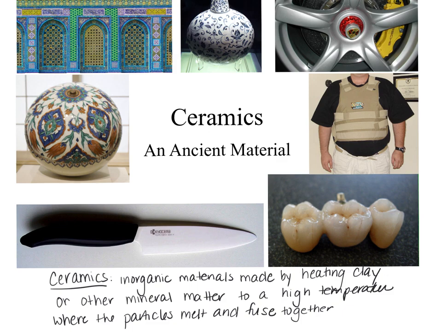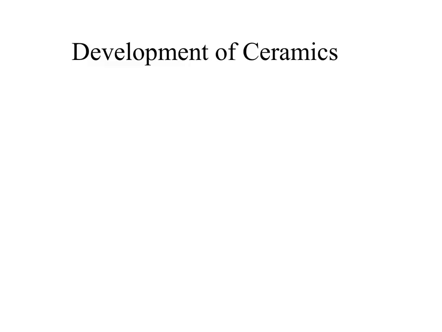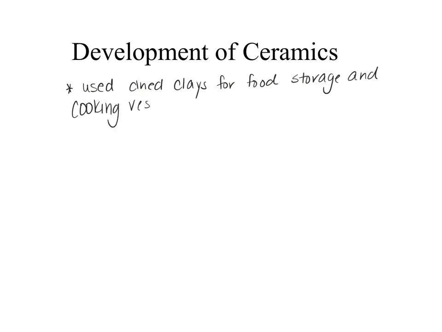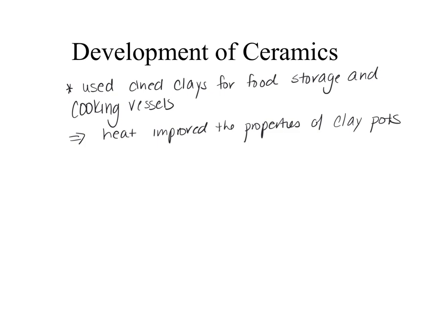Most of what we're going to talk about are artifacts, things like pots, and the art form. Ceramics are some of the earliest artifacts that have been uncovered. One of the reasons for this is that ancient civilizations used dried clays for food storage and cooking vessels. And what they discovered is that heat improved the properties of clay pots. Experimentation and improvement of heating techniques led to the development of ceramics technology.